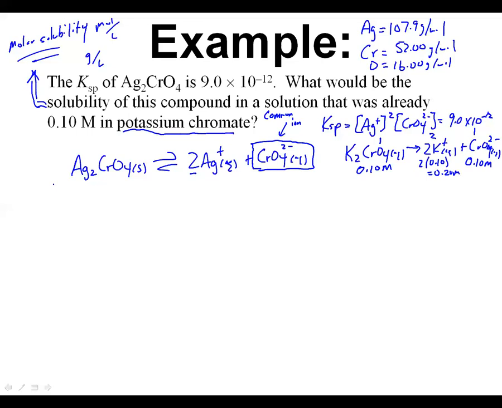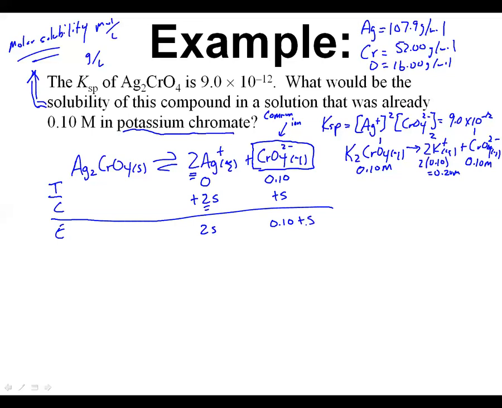So really what this affects, again, is the initial part of our ice table. This is going to be 0. But again, we actually do have some concentration of the chromate in the solution provided to us by the potassium chromate. The rest of the table is going to be just like normal. We want to make sure that we also do a 2s here because of the coefficient, and an s here. We want to then carry everybody down. So that's 2s, 0.1 plus s. Any question on the table?